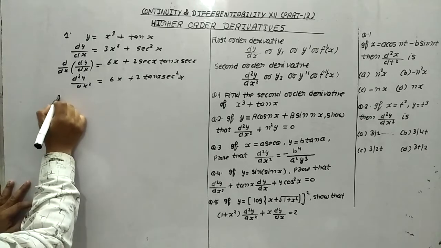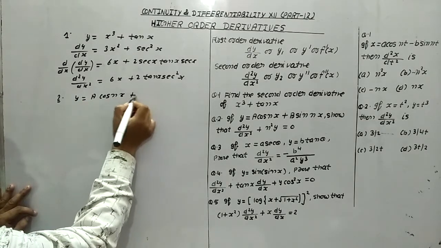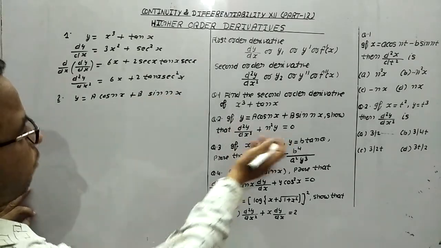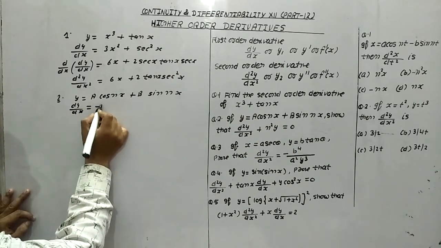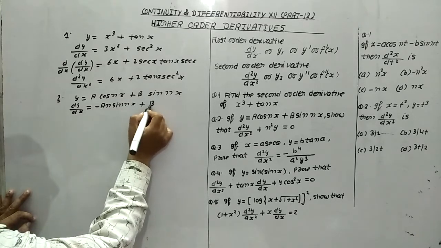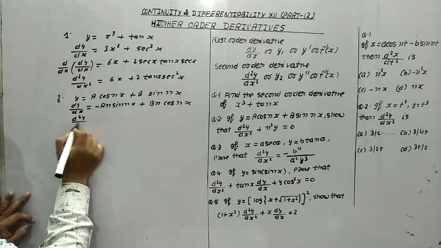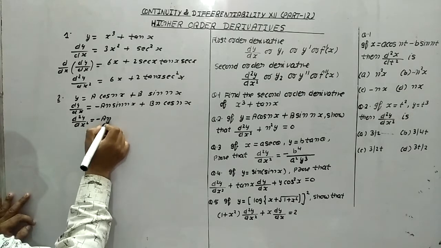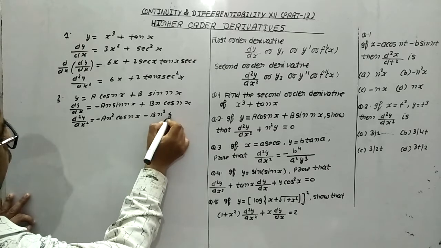Now question number 2, we have y is equal to a cos nx plus b sin nx. We have to prove this part. So first we have to find the first derivative. Dy by dx means minus a n sin nx plus b n cos nx. Now again differentiation, meaning the second order derivative. In the same way, it means minus a n square cos nx, and this becomes minus b n square sin nx.